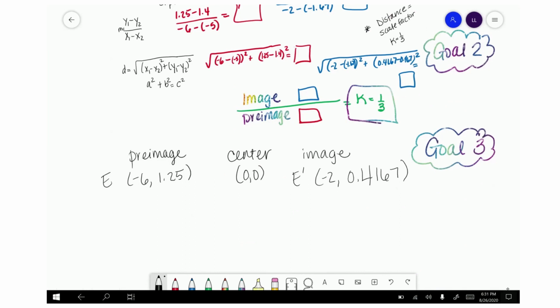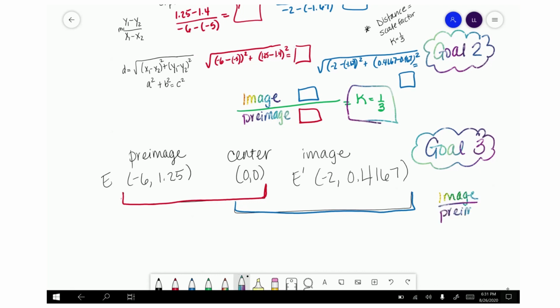All right, so here's what we're going to do. We're going to find the distance. All right, so I'm going to find this distance from here to here. And I'm also going to find a distance from the center to here. And I'm going to compare those two distances. All right, so let's do that in different colors. We're going to do the distance from these 2 points and then the distance from these 2 points. And we're checking to see if image over pre-image is equal to the scale factor of 1/3.